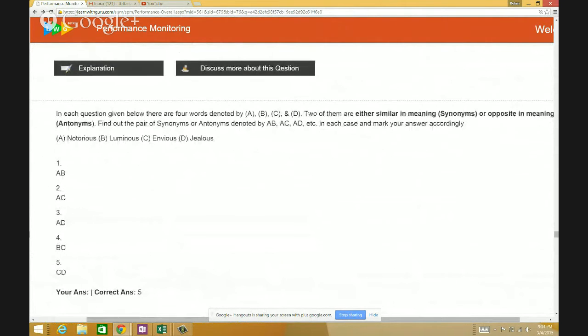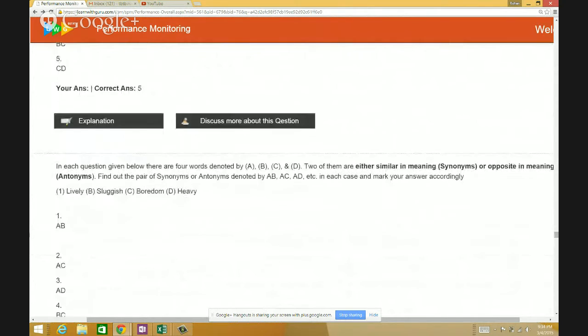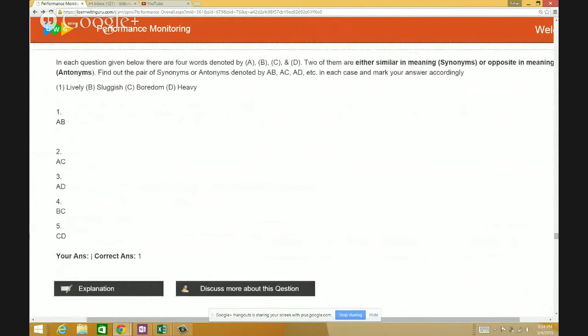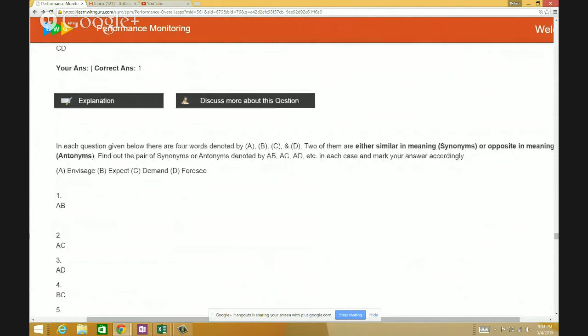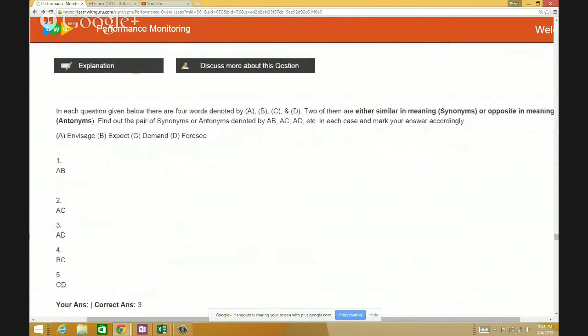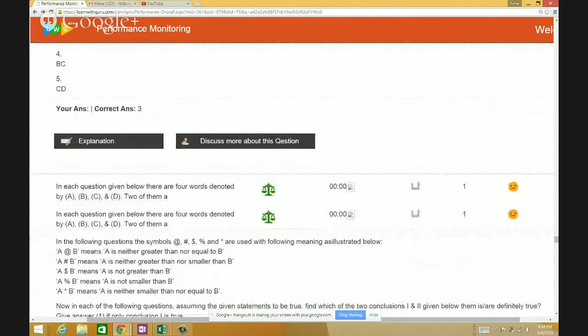Notorious, luminous, envious, jealous. So, you have envious and jealous, which is the same thing, synonyms. Envy is basically jealousy when it comes to somebody else, and jealousy when it comes to yourself. Technically speaking, they are the same. Lively, sluggish, boredom, heavy. So obviously you have lively and sluggish as antonyms again. Envisage, expect, demand, foresee. What do you think in this? It is definitely envisage and foresee, because envisage is basically to predict something, to foresee something coming. All right, so I think we can take care of that too.